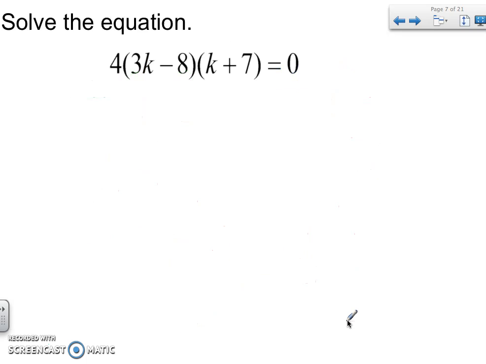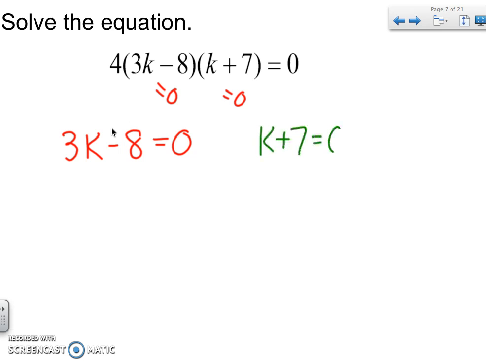All right, let's take a look at the next one. So solve this equation. So notice how this one's different is you've got a number out front, okay? But unless it has a variable, we're going to kind of ignore it and just set the ones with variables equal to 0. So one equation is 3k minus 8 equals 0. Your other equation is going to be k plus 7 equals 0. Okay, so I'm going to add 8 to this equation on both sides.